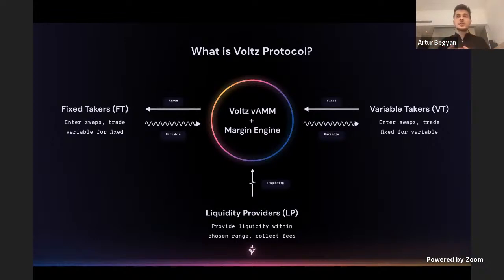And if liquidity providers are choosing their tick ranges consciously, then they're able to effectively execute a market neutral strategy with respect to interest rates while collecting fees. And that can be quite powerful.